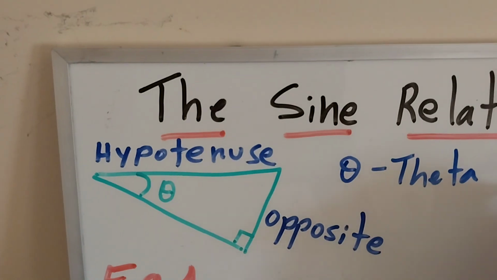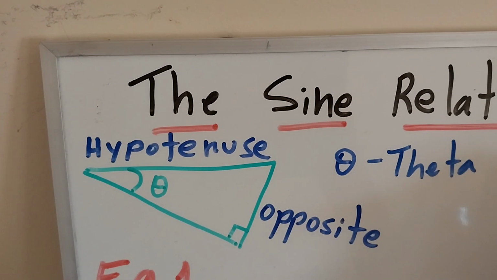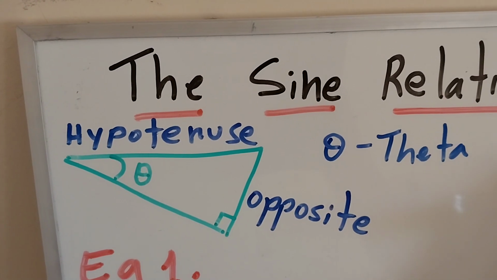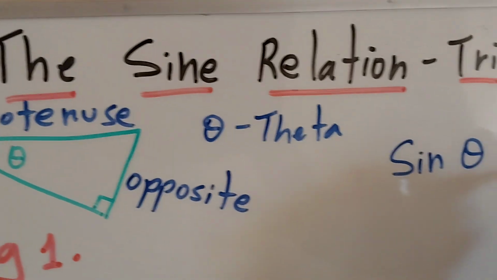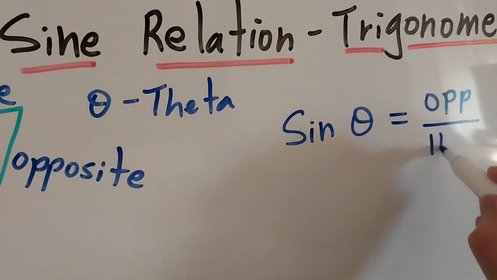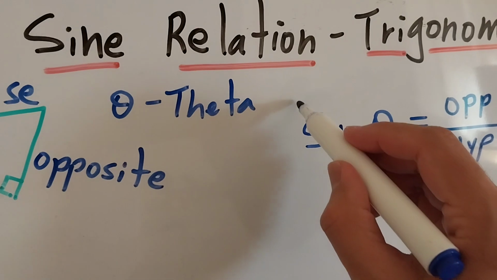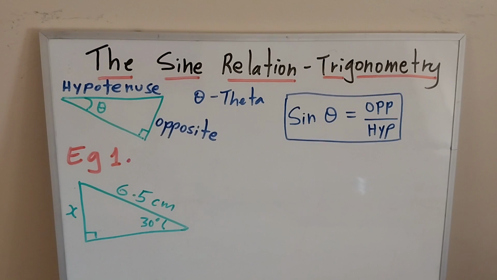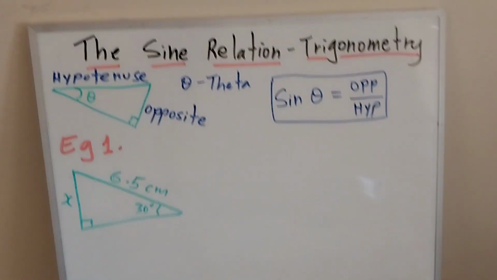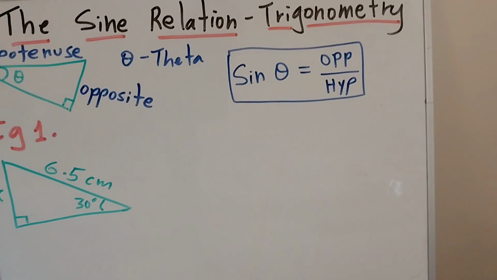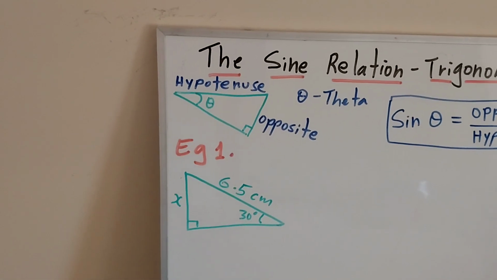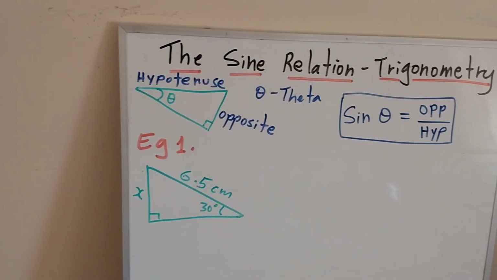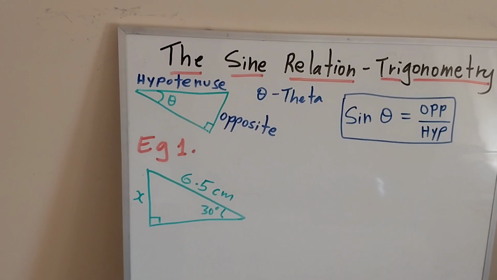So the relationship over here is that the sine of the angle theta is equal to the length of the opposite side divided by the length of the hypotenuse. Sine theta equals opposite over hypotenuse. That is the sine relation in a trigonometric triangle. Given an angle and either the opposite side or the hypotenuse side, you then have to solve for one of them.